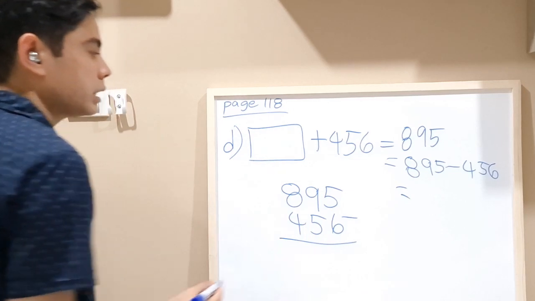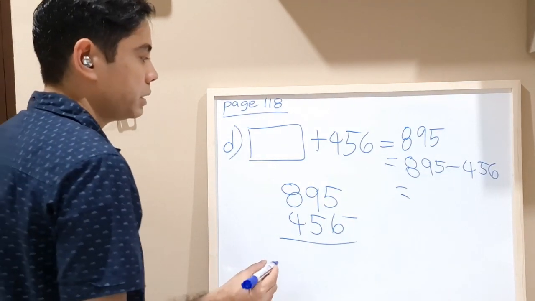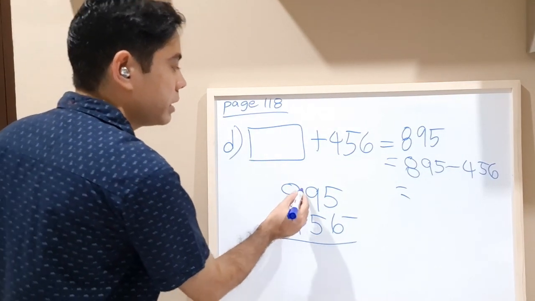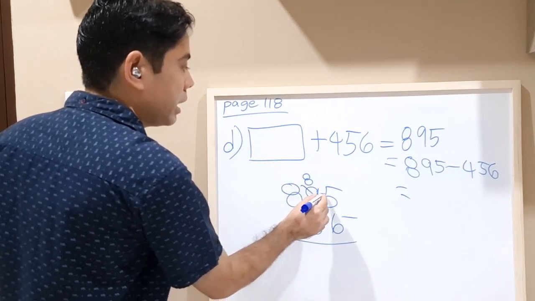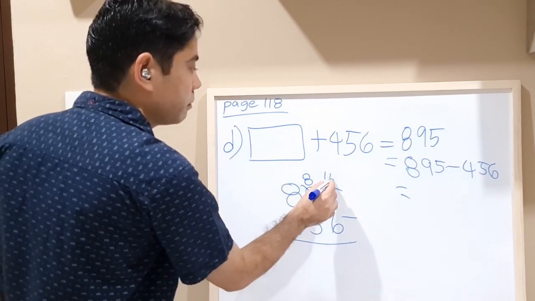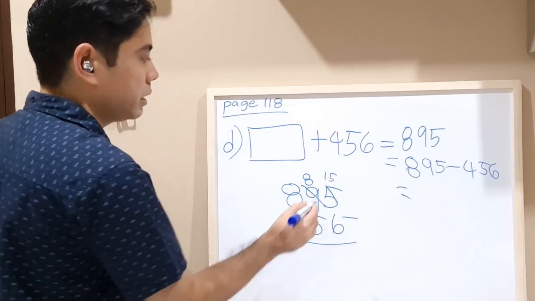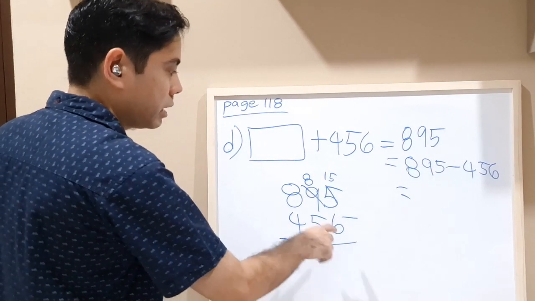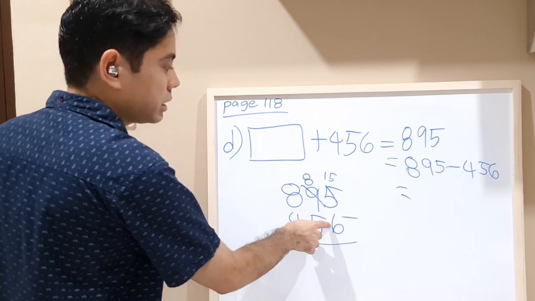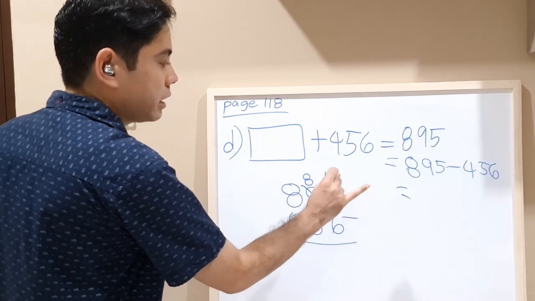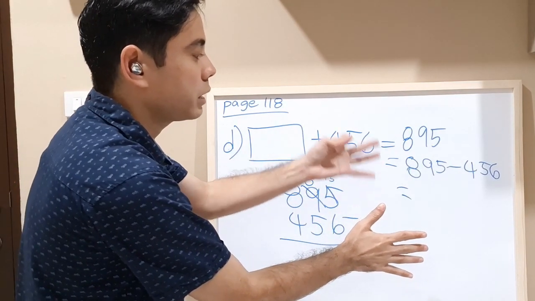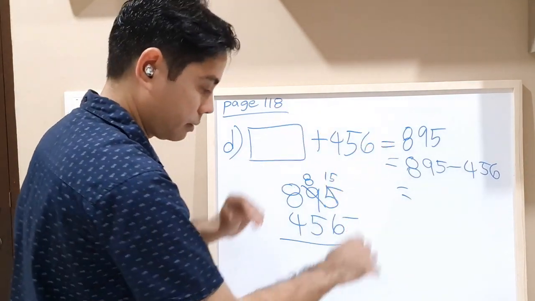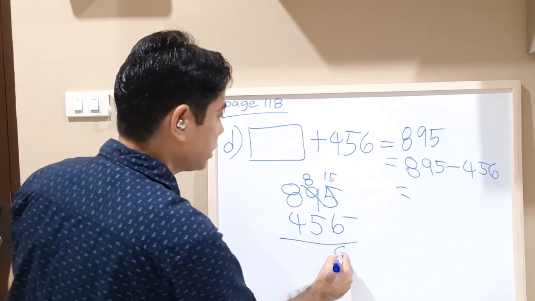5 take away 6 cannot be. So we need to borrow from the neighbor. 9 will become 8. And 5 will become 15. Now we can subtract. 6 in your mind. 6, 7, 8, 9, 10, 11, 12, 13, 14, 15. 9. So I will write it here, 9.